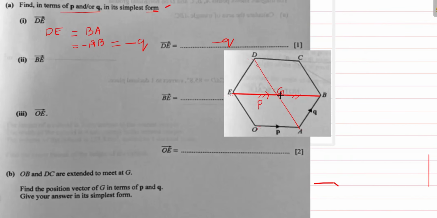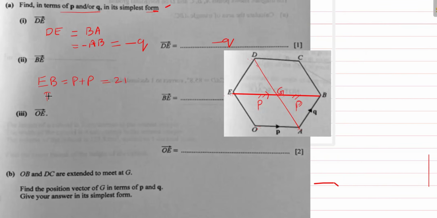And the vector GB length will also be the same as EG, because the symmetrical line DA bisects this EB. GB is parallel to OA, and the length is also equal to OA. Therefore, we write GB equal to P. And this length EB will be equal to P plus P, which is equal to 2P.